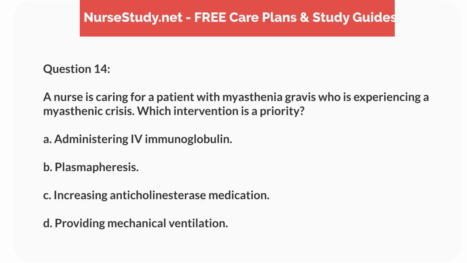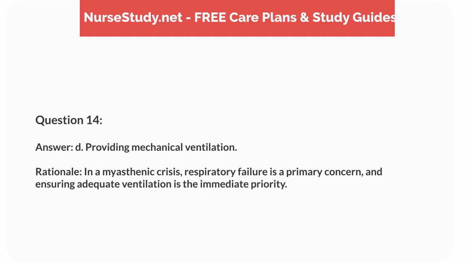Question 14. A nurse is caring for a patient with myasthenia gravis who is experiencing a myasthenic crisis. Which intervention is a priority? A. Administering IV immunoglobulin. B. Plasmapheresis. C. Increasing anticholinesterase medication. D. Providing mechanical ventilation. Answer: D. Providing mechanical ventilation. Rationale: in a myasthenic crisis, respiratory failure is a primary concern, and ensuring adequate ventilation is the immediate priority.